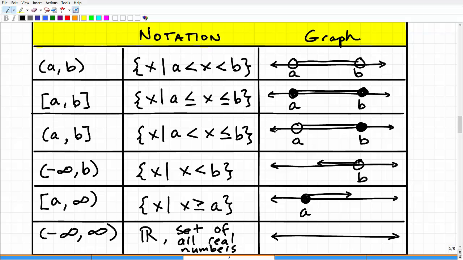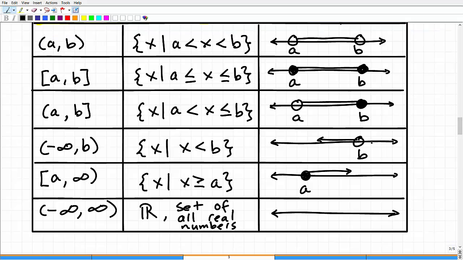Now, what I want to get down to is these graphs here that involve infinity. This graph indicates all the numbers that are less than b, but not including b. So this is set builder notation: all the numbers x such that x is less than b. Now here, in interval notation, we have negative infinity. Anytime you're heading in the left direction of the real number line, this is negative infinity.